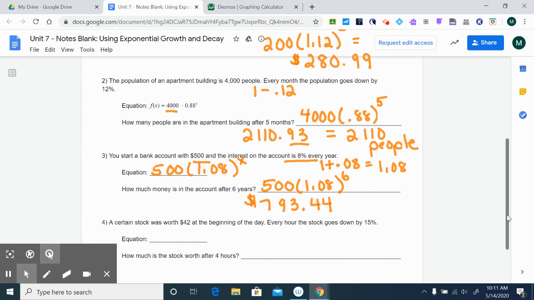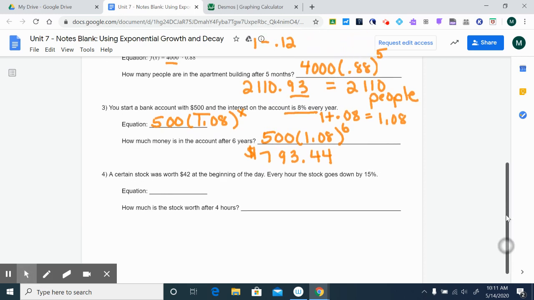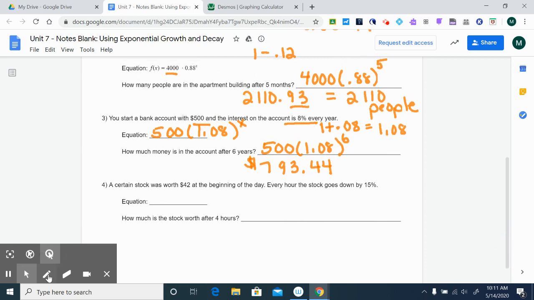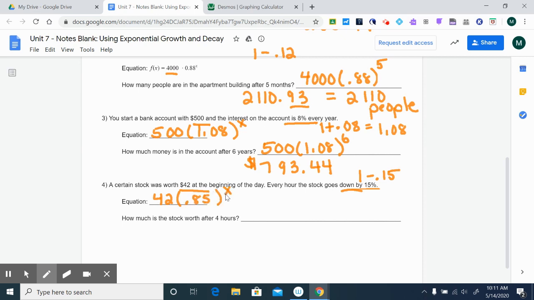And example number 4, and this looks like it's our last example. Okay, a certain stock was worth $42. Every hour it goes down by 15%. So our equation is our initial value times our growth factor. Since it's going down by 15%, I want to do 1 minus that 0.15, which gives me 0.85, and I'm going to raise that to the x.